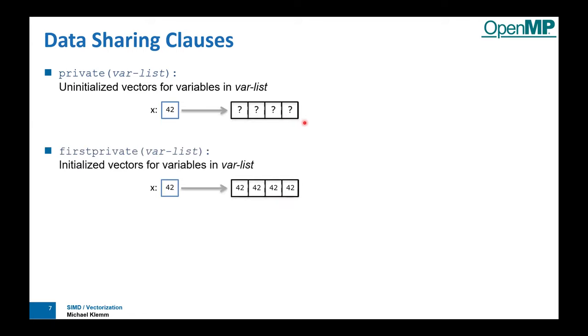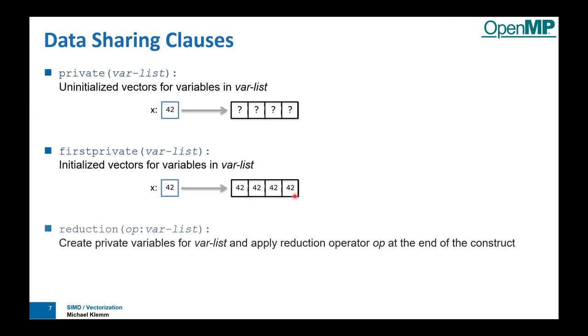The same for firstprivate, just now with moving the value or copying the value from the original variable into the vector. So here we basically take the original value 42 and we're going to broadcast that into the private copies in each vector lane and initialize each vector lane to that same value.